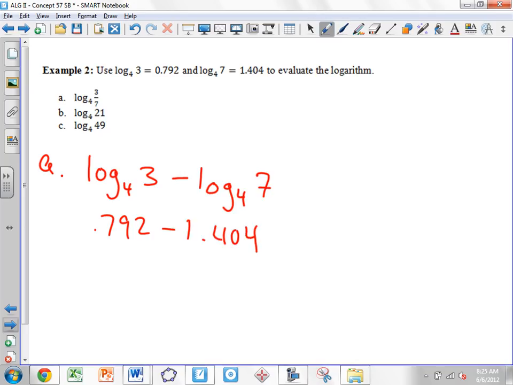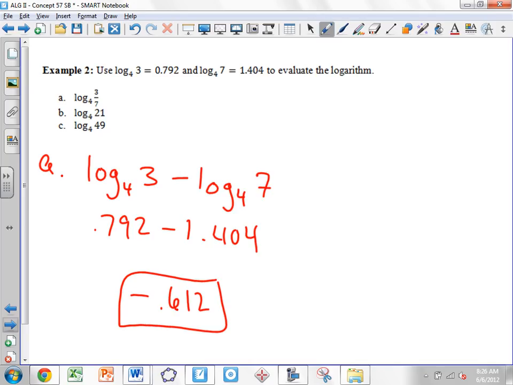So if you didn't have a calculator, you didn't know these logs, you would use substitution because you know this definition is given. This definition is also given. And then at this point, you could subtract that by hand if you needed to. Okay? You could also subtract it on a calculator. But again, we're presuming you didn't have one here. The solution would be negative 0.612. Okay?